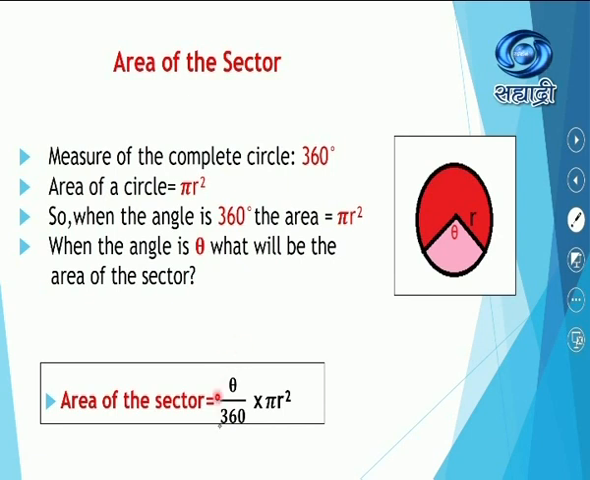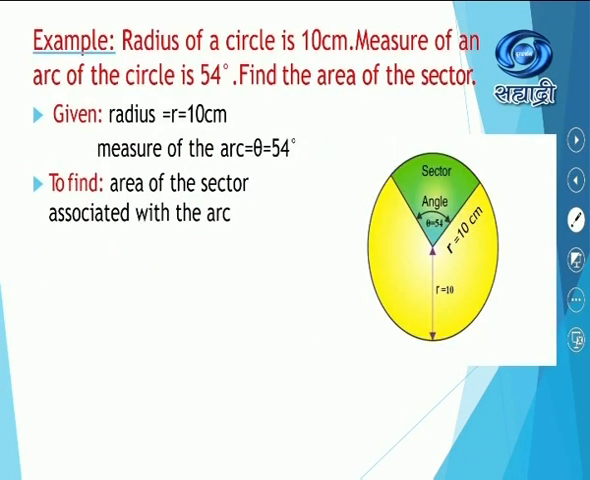So here you have to write down whatever is the central angle upon 360 into area of the circle. So remember this formula, area of the sector, that means the angle formed at the center upon 360 into pi r squared. Let's see the example.